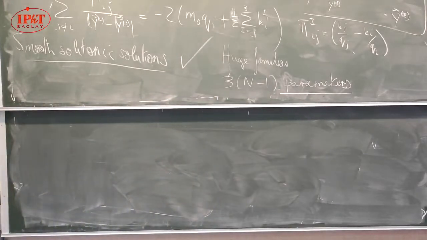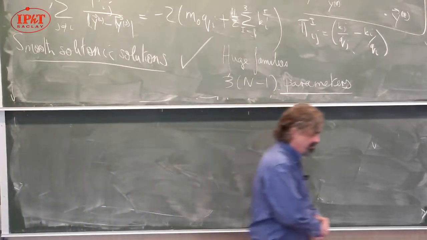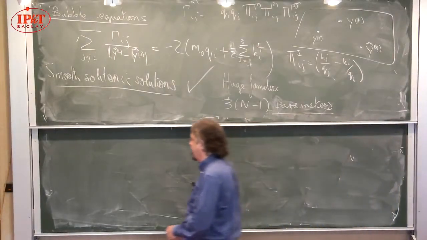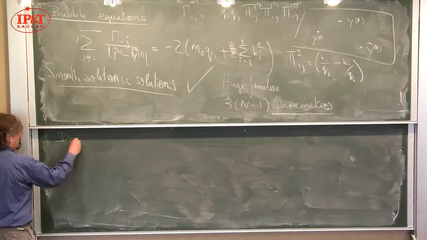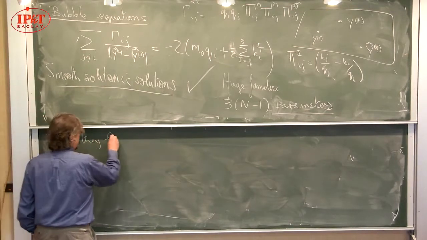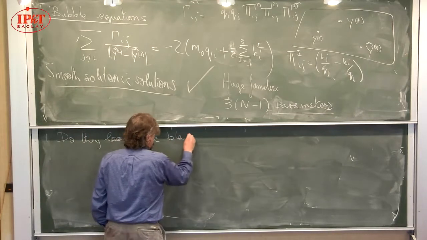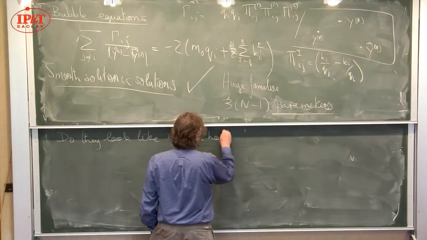But, and we'll come back to whether you can do more and better in a few minutes, the taking stock aspect of this is, what do they look like? And in particular, do they look like black holes? Or sense of black holes? And if not, how do we make them do that?